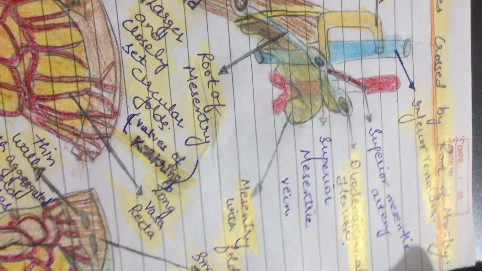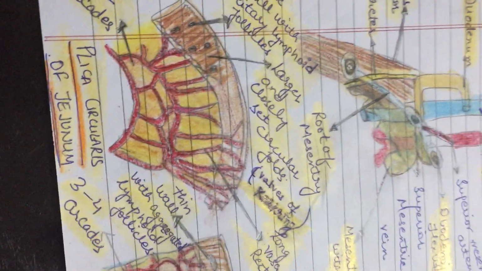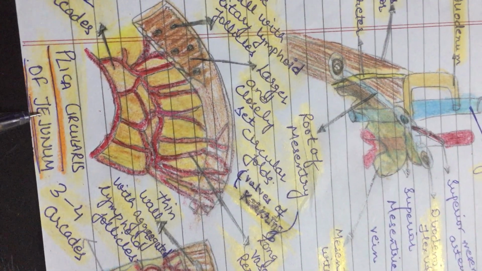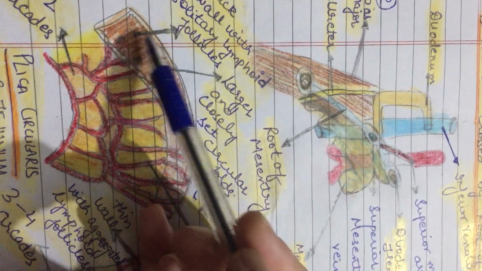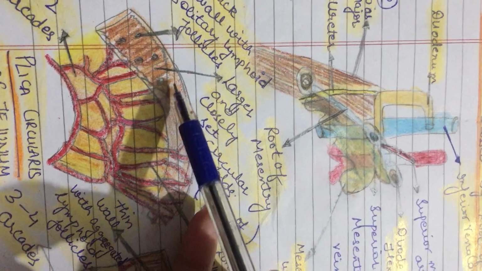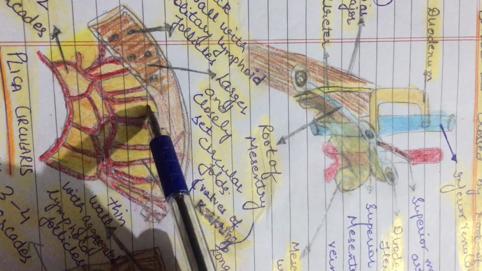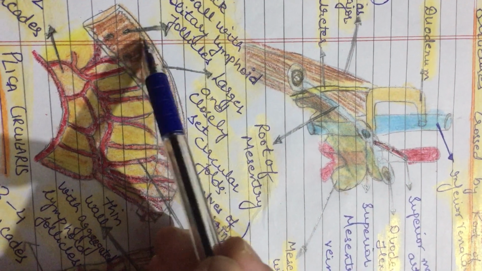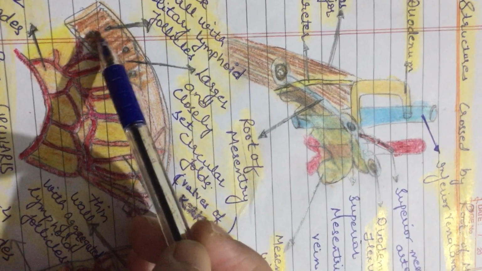And now, what are these circular folds of mucous membrane? These are also termed plica circularis. I've written here plica circularis, right? Or valves of Kerckring. I have drawn here, these are the plica circularis, right? This is the small intestine we have cut open, so these are the plica circularis, right?